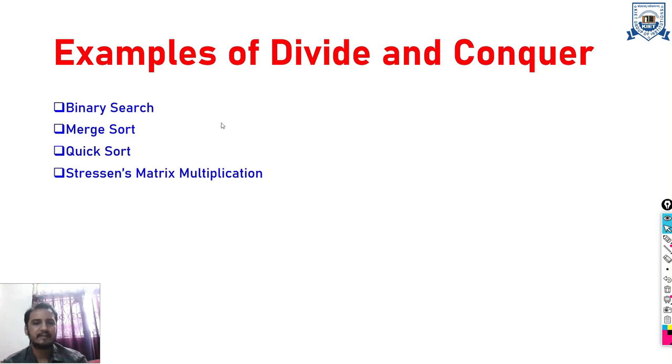Some of the famous examples of divide and conquer technique are binary search, as I have discussed earlier. Then comes merge sort. We will see later in this lecture how merge sort works. Quick sort, we will see this in another lecture. Strassen's matrix multiplication. This is a part of your unit 3. So we will discuss it there.